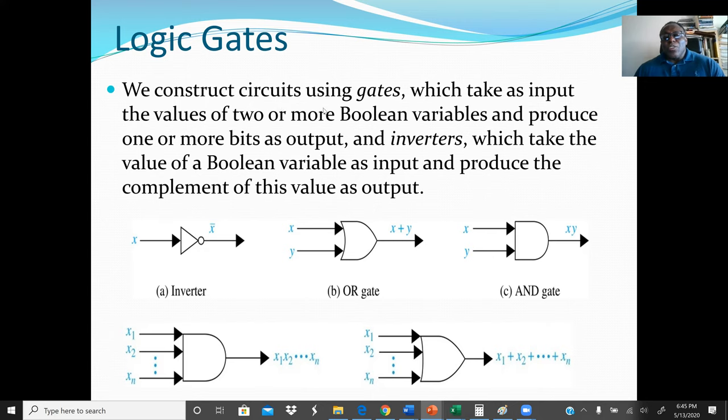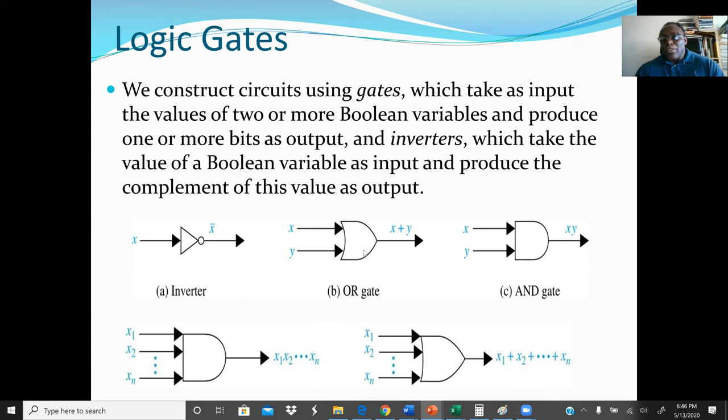So here we construct circuits using gates, which take an input. Every gate takes an input, and it can be one input or two or more inputs. So here we said it takes as input the value of two or more Boolean variables and produces one or more bits as output. Inverters normally take only one input. We discuss complement. Complement of zero is one, one is zero, or true is false, false is true. We also discuss the Boolean product operator. In logic gates, the product operator will be the AND gate, which we have right here. So for example, if I have input of two variables, X and Y, the output will be X times Y. So the AND gate is product, or X product Y.